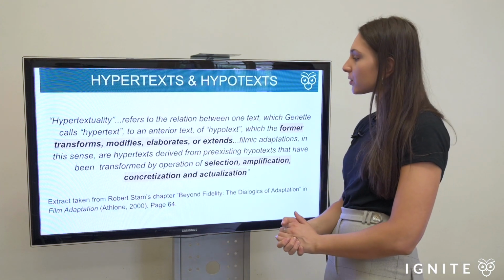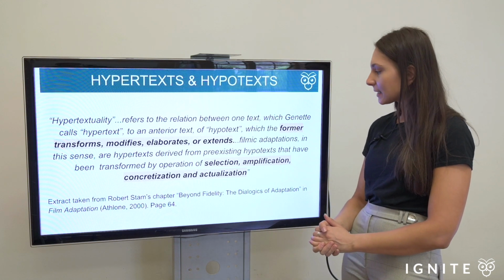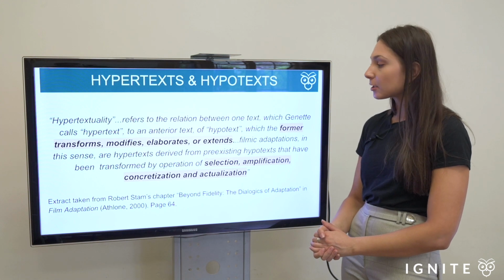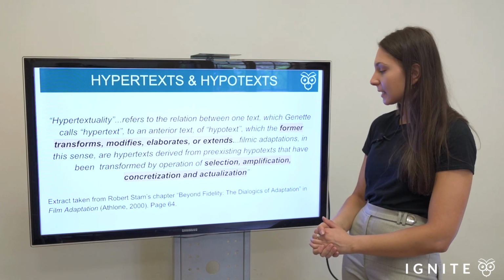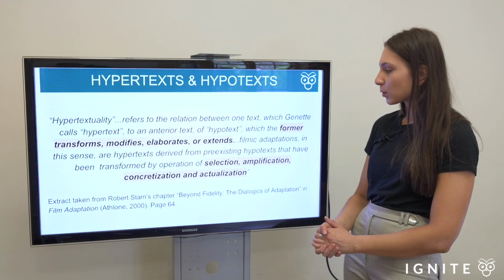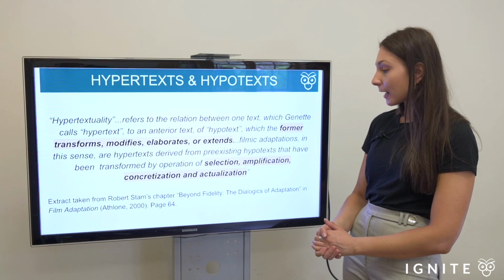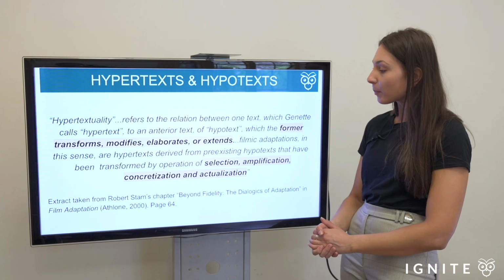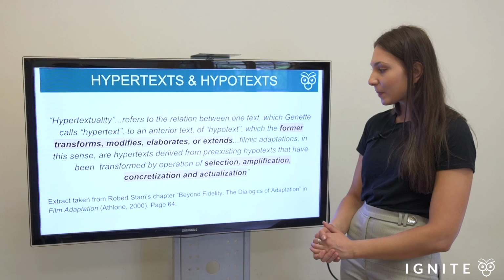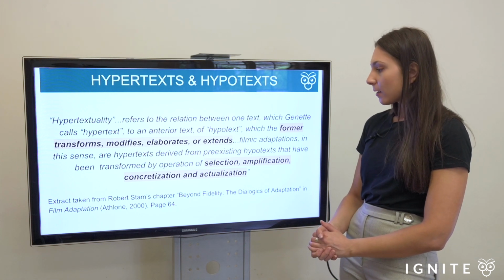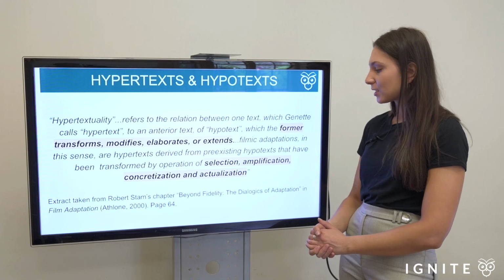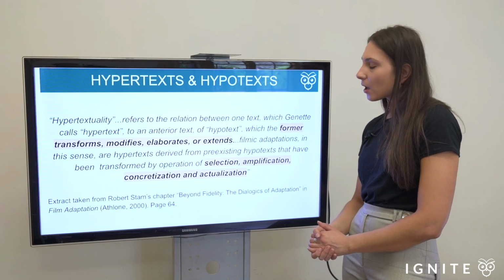Hypertextuality refers to the relation between one text, which Genette calls hypertext, to an anterior text or hypotext, which the former transforms, modifies, elaborates, or extends. Filmic adaptations, in this sense, are hypertexts derived from pre-existing hypotexts that have been transformed by operations of selection, amplification, concretization, and actualization.